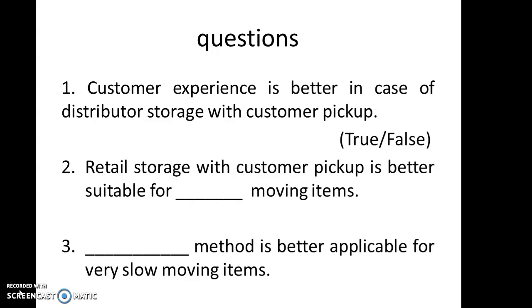Second question, retail storage with customer pickup is better suitable for dash moving items. The answer is fast moving items, because the retail store has to maintain the inventory of goods readily available in the store so that the customer can come to the retail store and purchase the products. So the answer is fast moving items. Third question, dash method is better applicable for very slow moving items. The answer is drop shipping method.